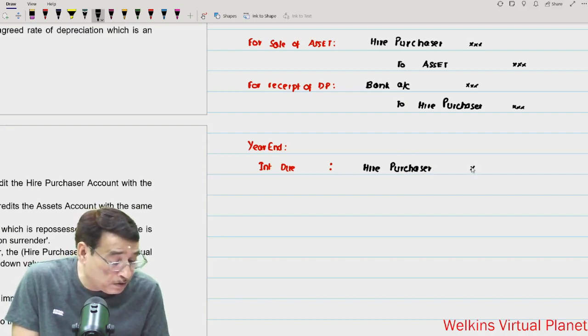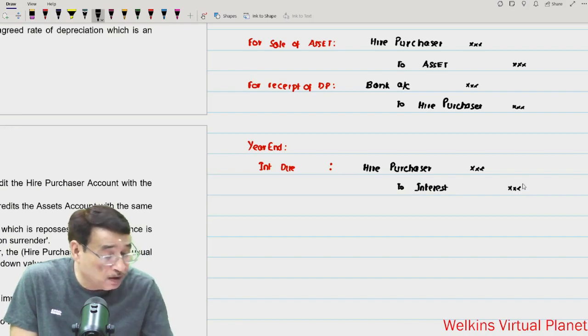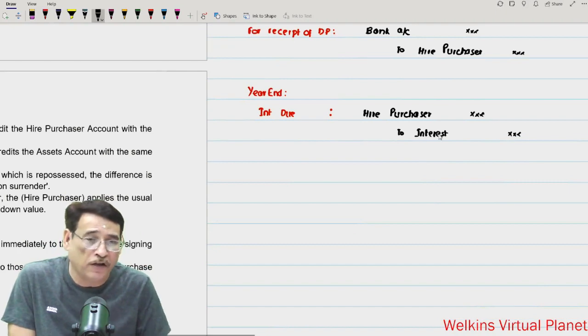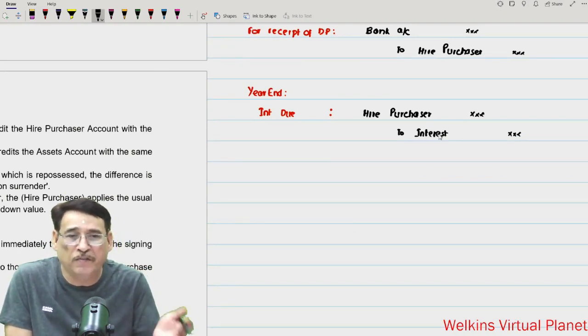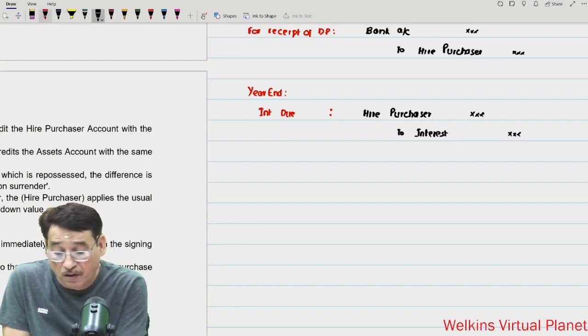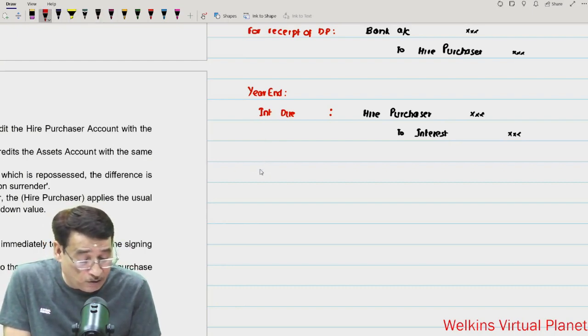Hire purchaser account debit, and then you are going to credit interest account because interest is a gain for you. Interest account. Correct? So when you make the entry for interest due, that means you are supposed to receive more amount from the hire purchaser. So you are going to debit the hire purchaser. Obviously, now at the year end, you are going to receive the first installment, receipt of installment, in fact.